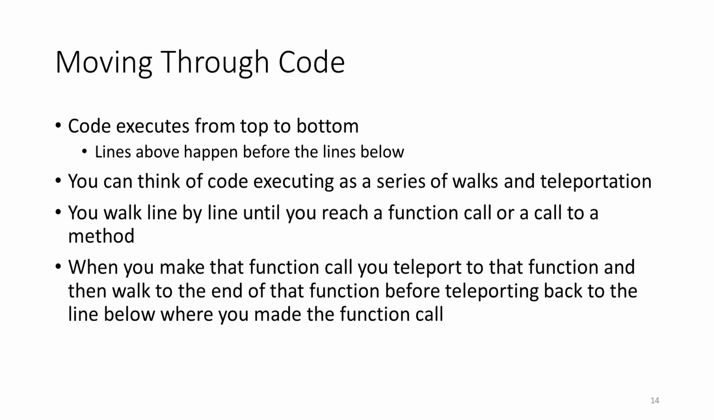Okay, now we need to talk about moving through code. Code executes from top to bottom, meaning that lines above happen before the lines below. And you can think of code executing as a series of walks and teleportation. You walk line by line until you reach a function call or a call to a method, and when you make that function call, you teleport to that function, and then you walk to the end of that function before teleporting back to the line below where you made that function call.